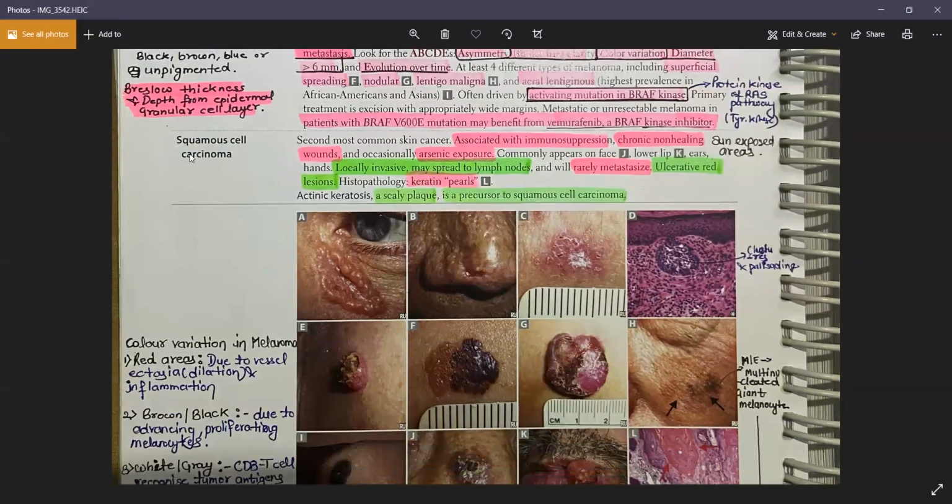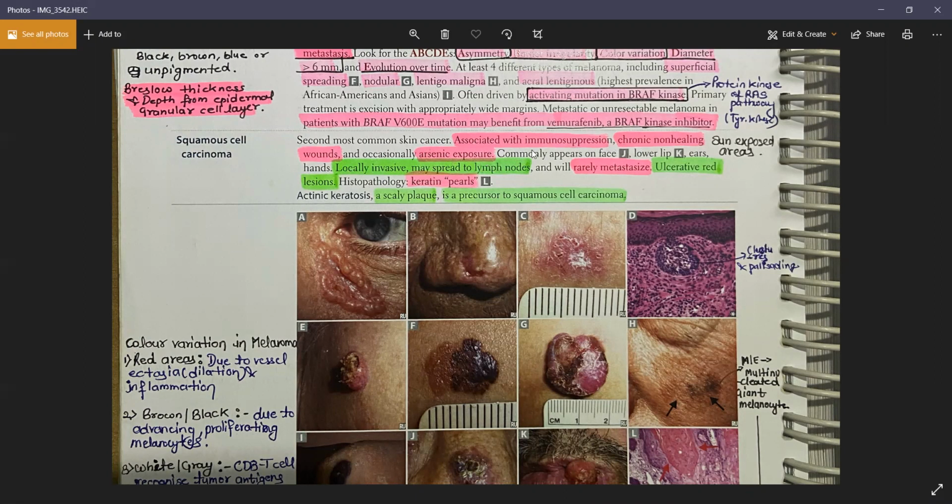Then you have the squamous cell carcinoma, and the hallmark feature of the squamous cell carcinoma is the ulcerations. You will always have an ulcerated mass on the skin, and whenever you have an ulcerated mass on the skin, there is a very high chance that this tumor could be the squamous cell carcinoma. Okay, it is the second most common type of skin cancer. It is associated with immunosuppression, chronic non-healing wounds, and arsenic exposure.